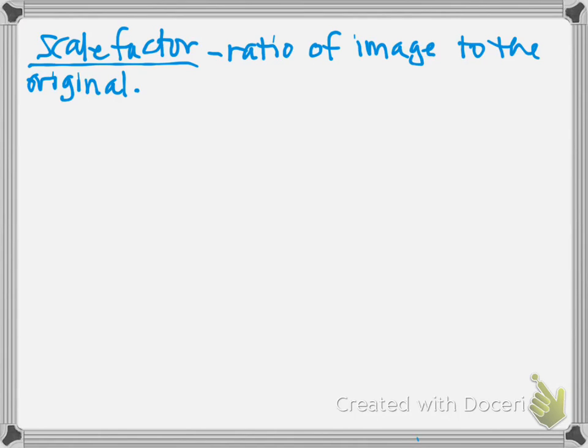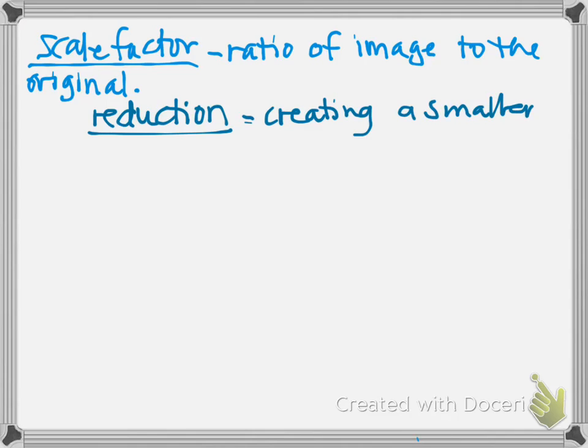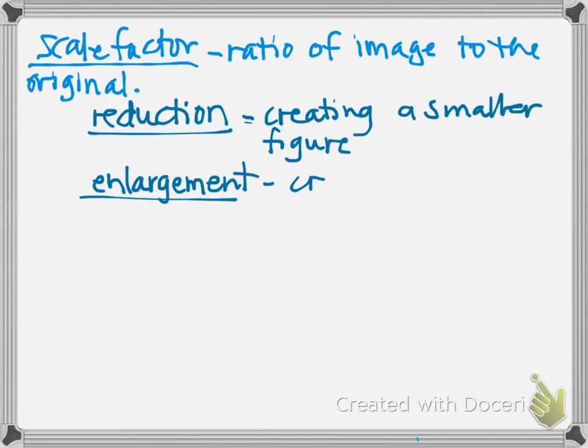Now most of those maps are taking a shape that's large and making it smaller. That's called a reduction. So again, a reduction is creating a smaller figure. And sometimes when you're looking at really, really small things, like in science you're looking at molecules, it's too small for us to see with our naked eye, so they make it larger, okay? That's called an enlargement, where we're creating a larger figure, okay?